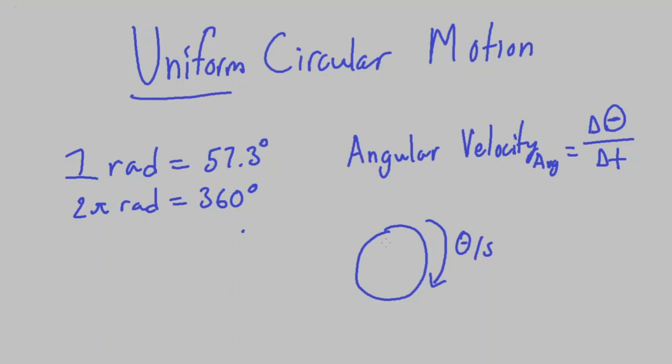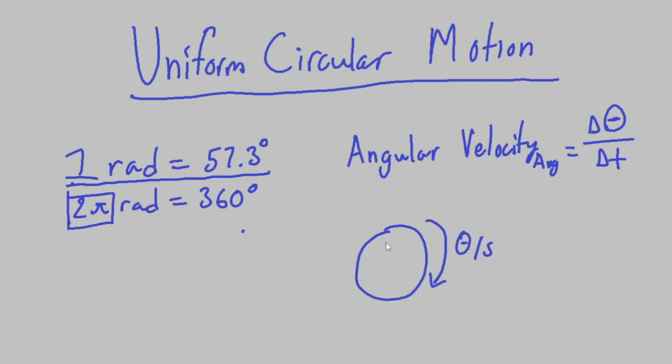Alright, so today we're going to be going over uniform circular motion. This is essentially just uniform motion except around a circle. Some important conversions to know: 1 radian is equal to 57.3 degrees around a circle, and 2 pi radians is equal to a full circle, which is 360 degrees.